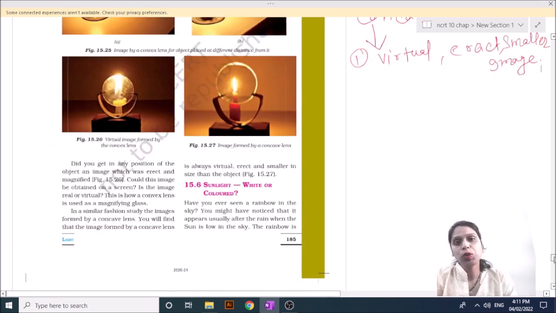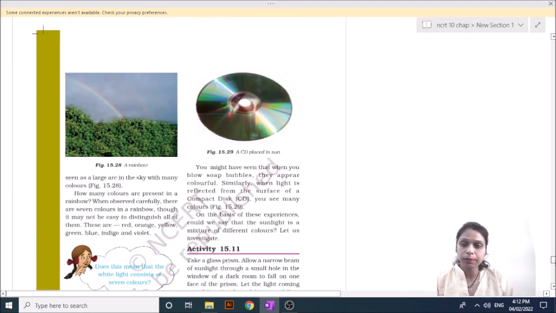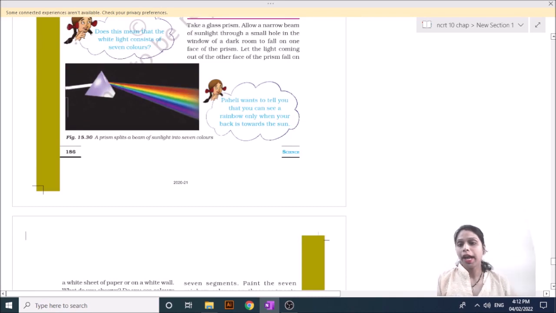Okay, now sunlight. Actually, sunlight is white light, and when we pass the sunlight through a prism, it diverges into 7 colors, and we can get 7 colors on the screen. You can see here, this is a prism, and when you pass white light through the prism, it diverges into 7 colors.